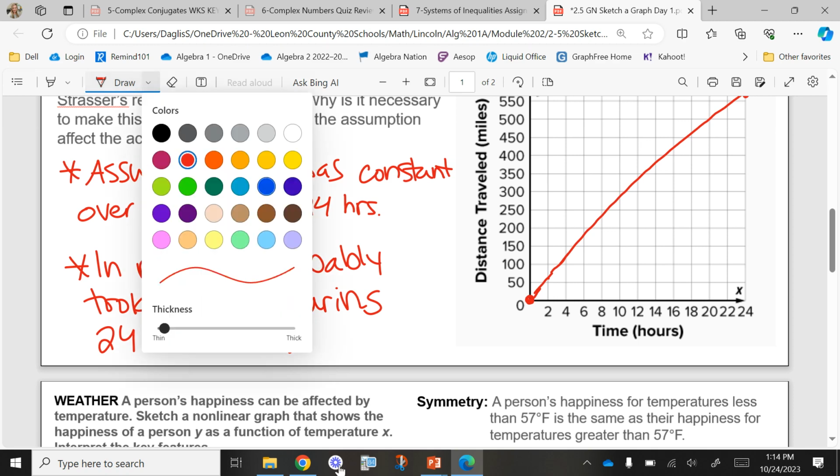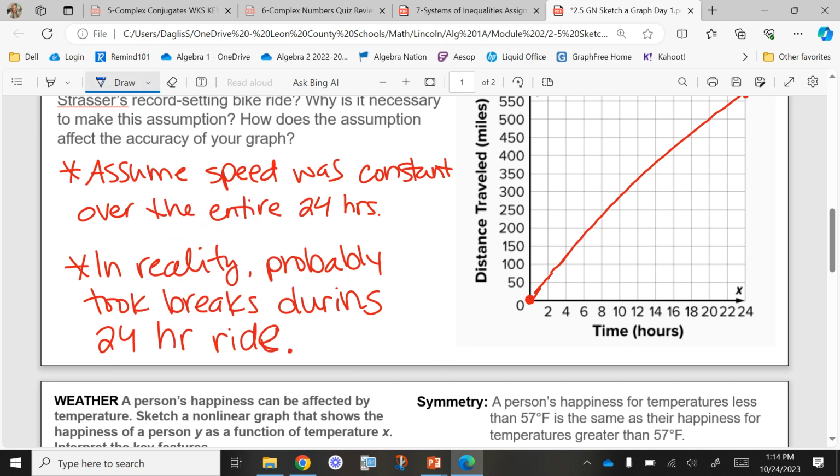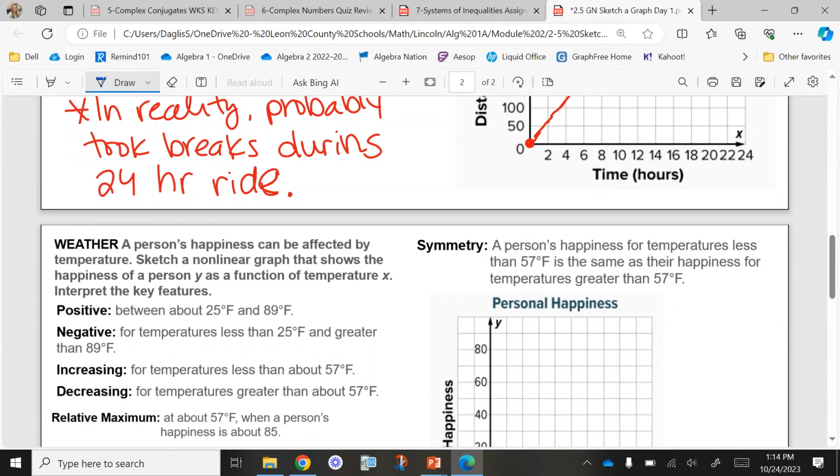All right. On the back, we have our next example that has to do with weather. Okay? A person's happiness can be affected by the temperature. Okay? Sketch a non-linear graph. Oh, so is it going to be a line this time? No, non-linear. Sketch a non-linear graph that shows the happiness of a person, which is y, as a function of the temperature, which is x. Okay, and then we're going to interpret some key features.